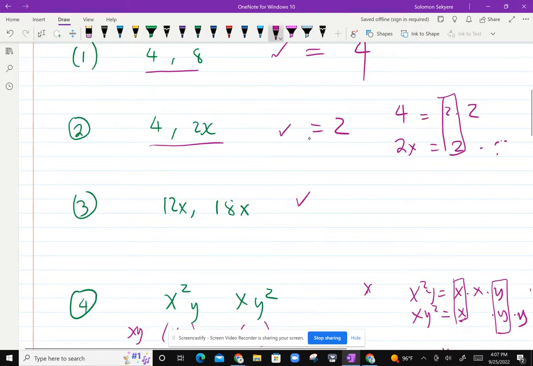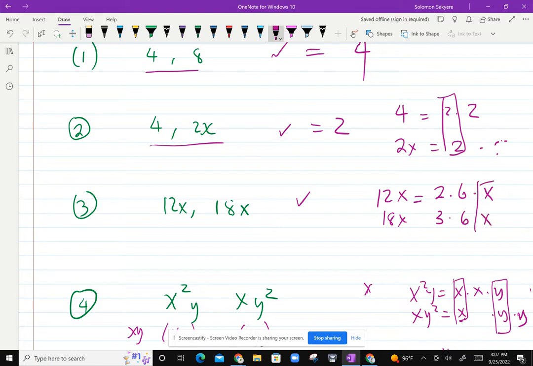What about 12x and 18x? We break it down. 12x is 6 times 2 times x, and 18x is 3 times 6 times x. What is common? We have x is common. We have 6 is common. So 6x will be the greatest common factor of 12x and 18x.